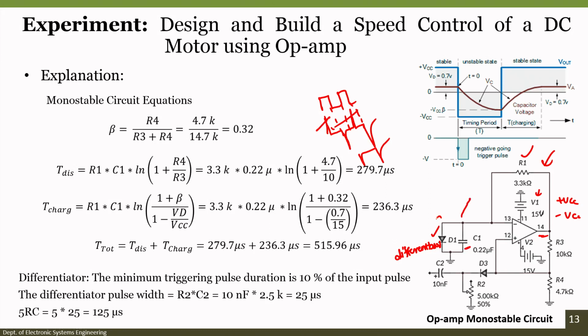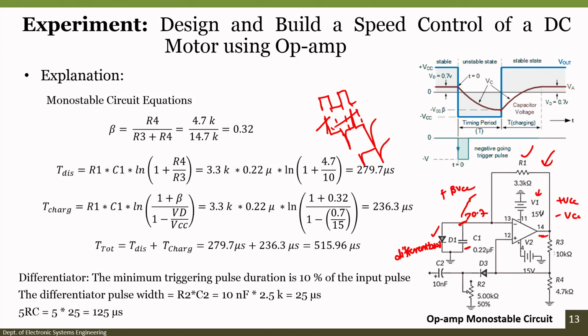If I do not have this particular diode, the capacitor is supposed to charge up to beta VCC. But because of the diode, when the capacitor voltage is greater than 0.7 V, the cut-in voltage Vd of the diode, the diode will be forward biased and will not allow the capacitor to charge more than 0.7. That is nothing but the capacitor charging voltage. So, we can see it from here.